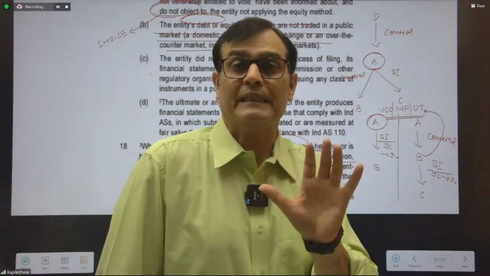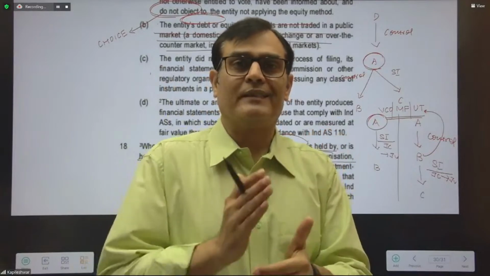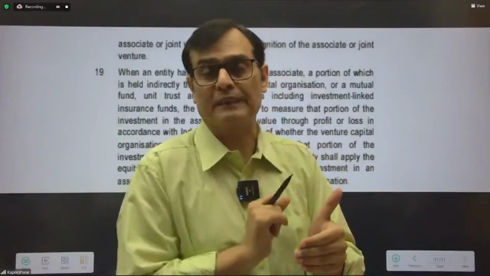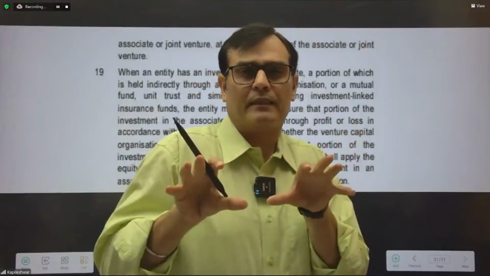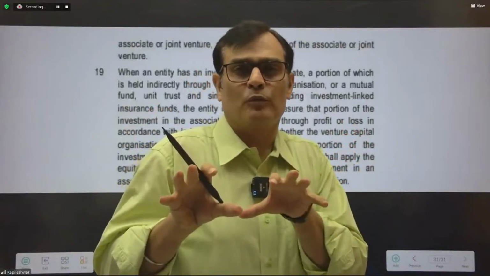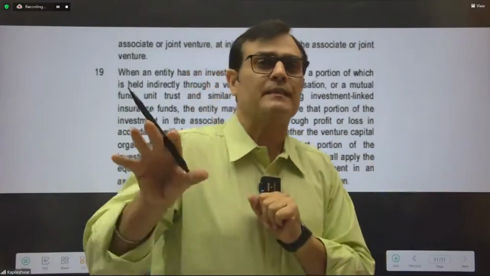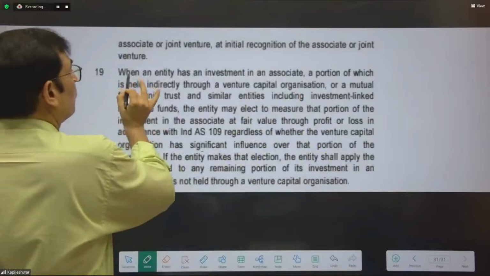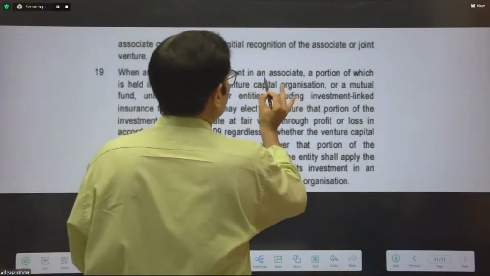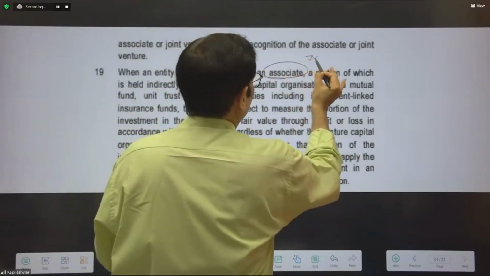I hope para number 18 is very clear. So direct and indirect through a subsidiary, and it has got the entire investment in an associate. It's not like some portion through a VCO and some portion not through a VCO. So para number 19 is telling us when an entity has investment in an associate, the word JV is not written.